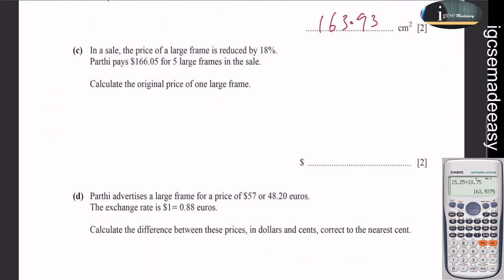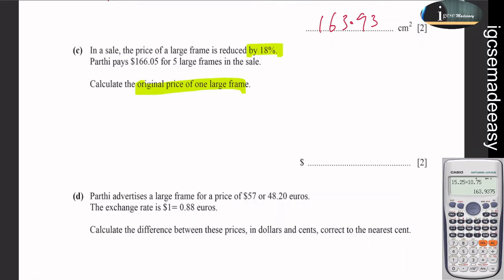So let's do part C. Part C, in a sale, the price of larger frame is reduced by 18%. Party pays 166.5 for larger frame in the sale. Calculate the original price. So we have to focus on finding the original price of the larger frame. So in a sale, the price is reduced by 18%, right? So before it was something higher.